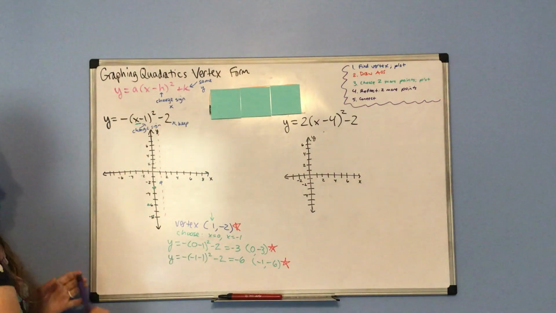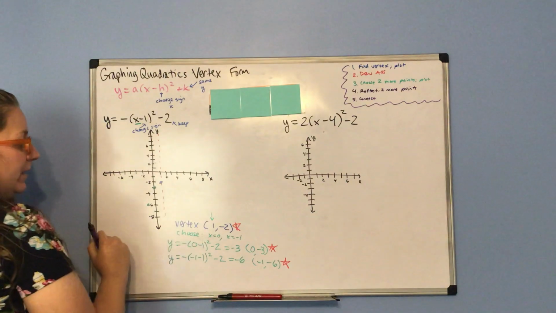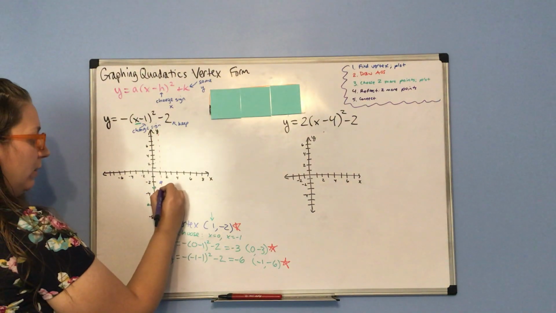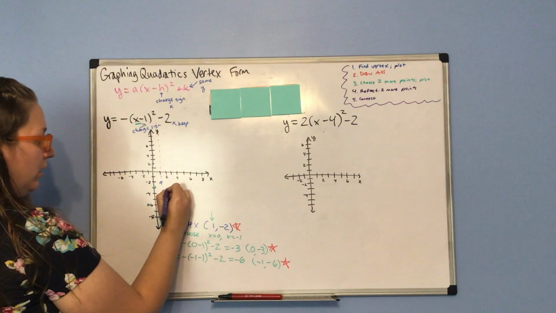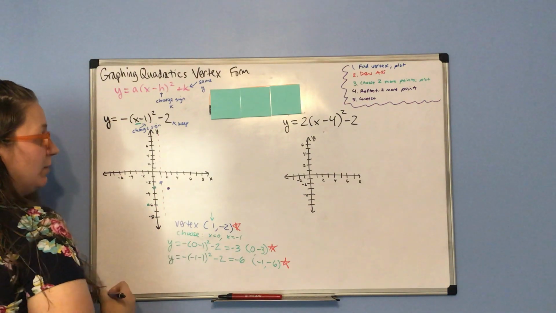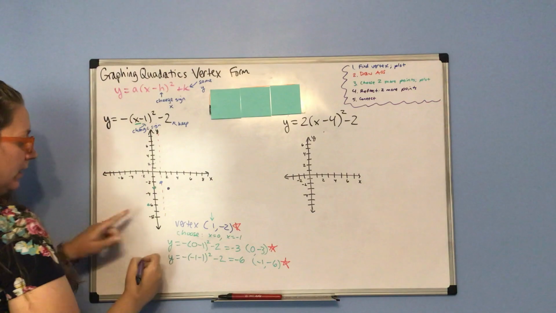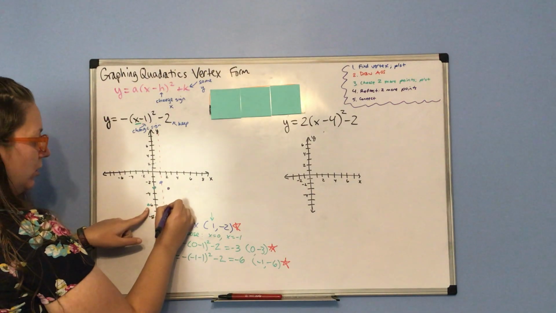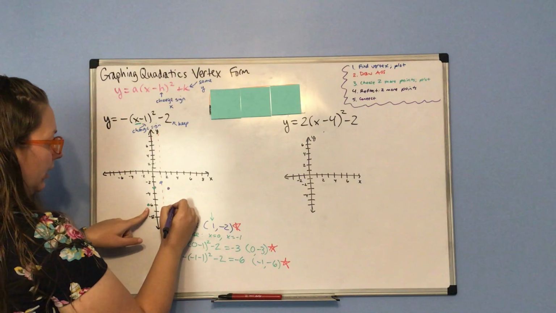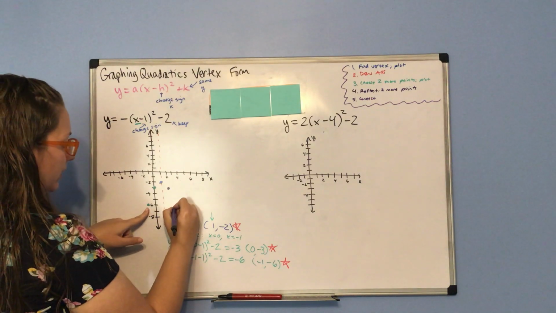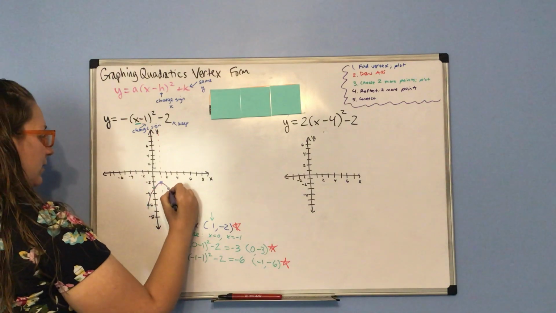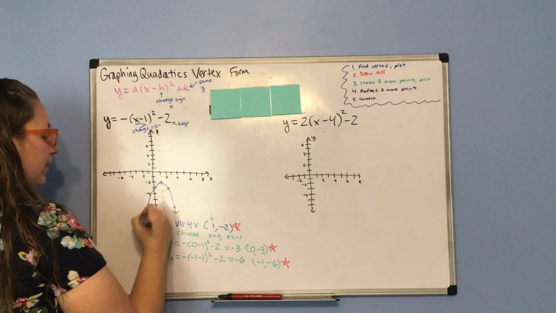From here, to make the rest of my graph, I'm going to reflect over my axis of symmetry to get 2 more points. This green point is 1 away from my axis of symmetry. Go 1 away in the other direction, that gives me 2, -3. This green point is 2 away from my axis of symmetry. Go 2 away in the other direction, and I get 3, -6. Once you have all 5 points, connect them with a parabola like that.